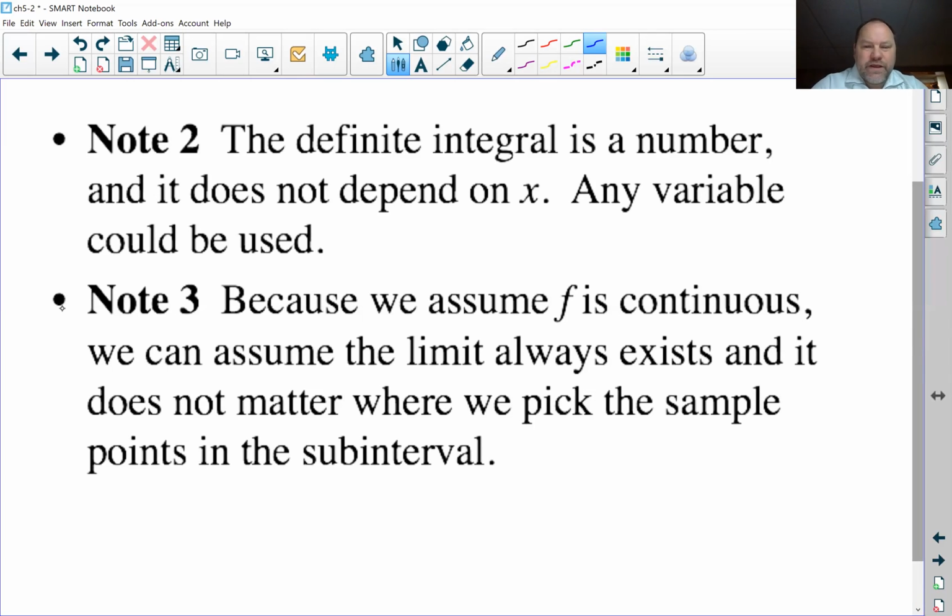All right. We're assuming f to be continuous. So that limit as n goes to infinity will always exist. And as we talked about on Tuesday, it doesn't matter where we pick the sample points in the subinterval. We could use left hand, right hand, midpoint, somewhere in between those, as long as we are consistent in where we choose our value on each subinterval.